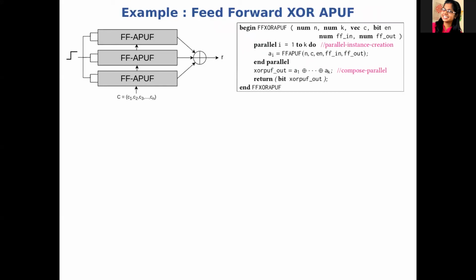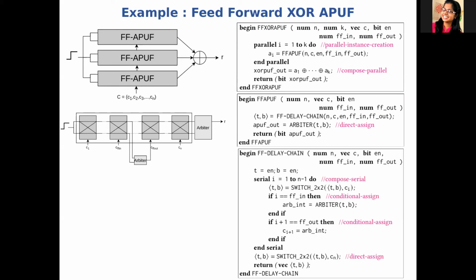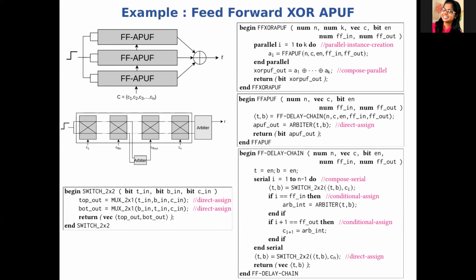So now let me explain this with the help of an example. In the case of a feed-forward XOR arbiter PUF, every module is created using the primitive construct, using the begin and end structure. It has a set of statements, the input definition and output definition. So if we look at FF-XOR APUF, here it consists of three feed-forward APUF instantiations which are called within a parallel block. If we look at the feed-forward delay chain, the assignment of the intermediate arbiter is done using a conditional operator, as we see here. The rest of the circuit can be implemented as shown here.